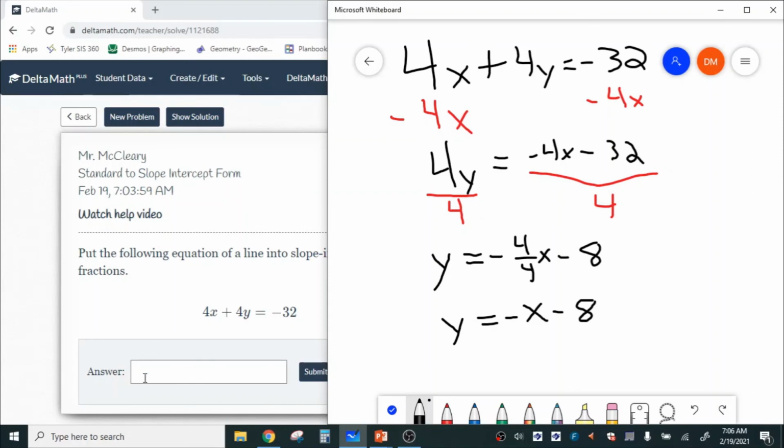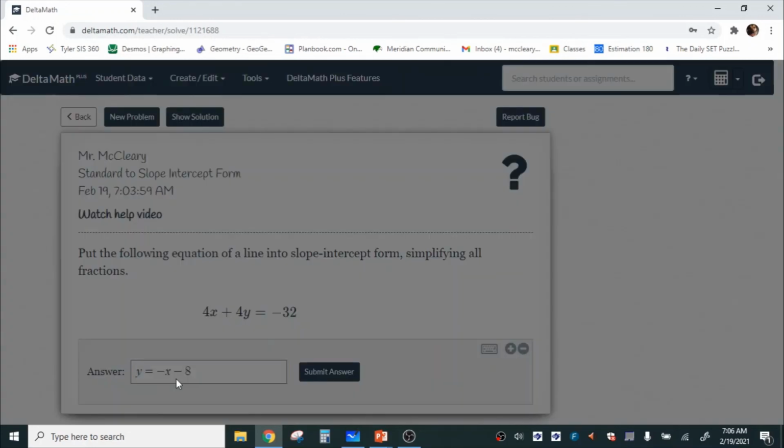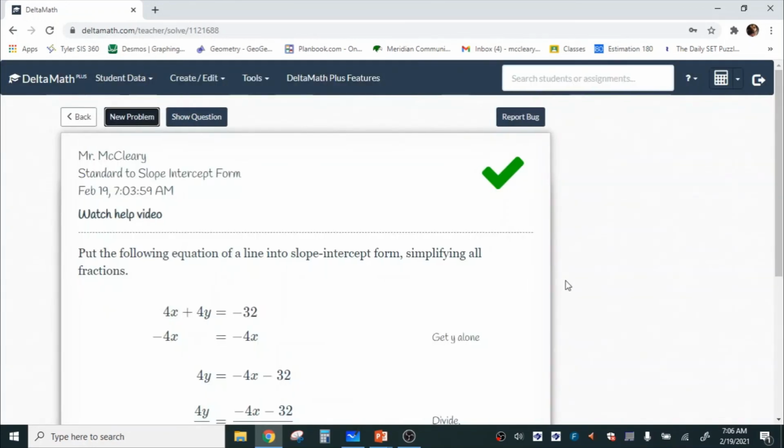So let's go ahead and punch this in. Y equals minus x minus 8. And we will submit that answer, and that's got it.